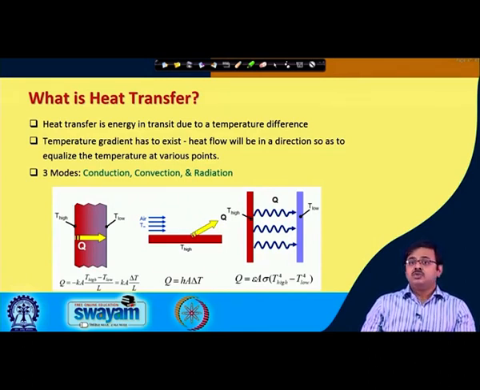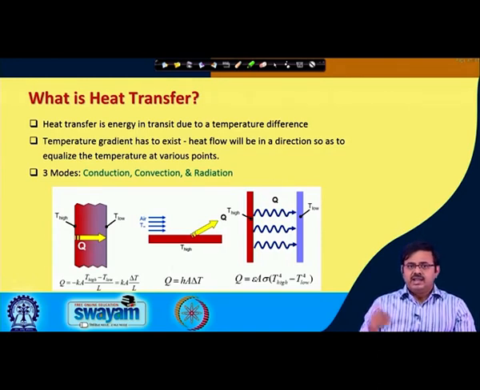Now, how much heat is going to flow? That is the next question. Per unit time, what is going to be the heat flow? That is given by this expression, K A delta T over L.